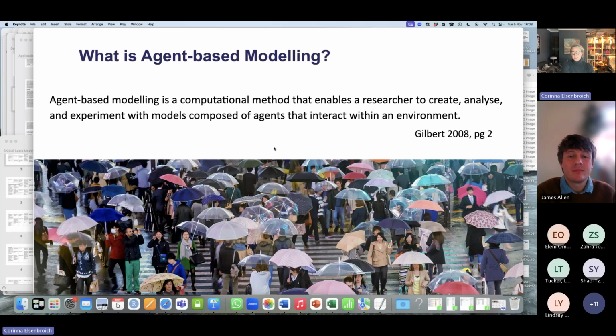Agent-based modeling is a computational method that enables a researcher to create, analyze, and experiment with models composed of agents that interact within an environment. So now I can stop my introduction because I have introduced you to agent-based models. No, this is a quick introduction of what it is. It's a computational modeling method. So you design a computer program, and you use this computer program to understand dynamics between people, between agents within an environment. The definition is from Gilbert 2008, a little Sage book called Agent-Based Models. It's a very nice little book.